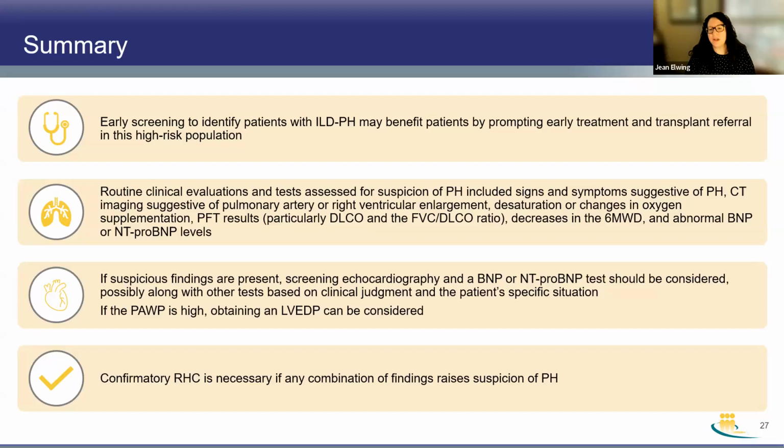Clinical evaluations, looking at signs, symptoms, testing, will help us to determine when to go to the next step for further assessment with echocardiograms and right heart catheterizations. If suspicious findings are present, further testing should be considered, and a confirmatory right heart catheterization is necessary when suspicion is present.